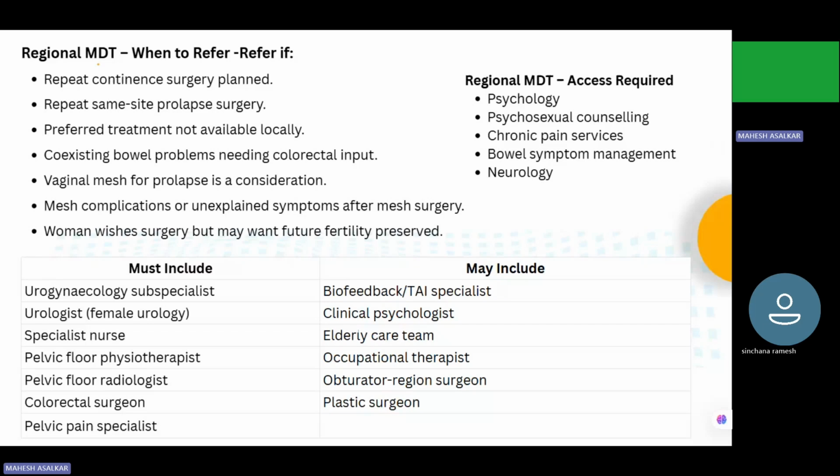It is audible. Okay. So, especially in part 3, there is a specific domain which they assess, which is communication with the colleague. And here you need to involve multiple people. That is psychology, psychosexual counseling, chronic pain services, bowel symptom management, neurology, etc.